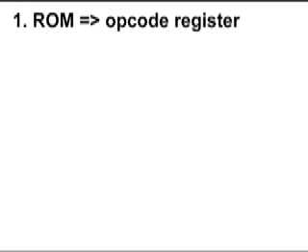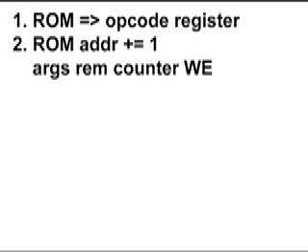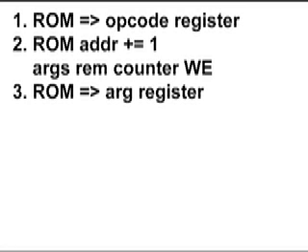Clock steps. 1. Write the ROM output into the opcode register. 2. Increment the ROM address counter and set the argument's remaining counter. The clock now enters a loop in which it loads a certain number of arguments into the argument registers. 3. Write the ROM output into one of the argument registers.